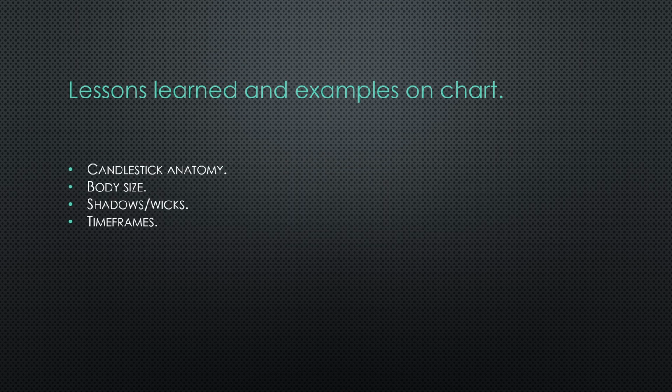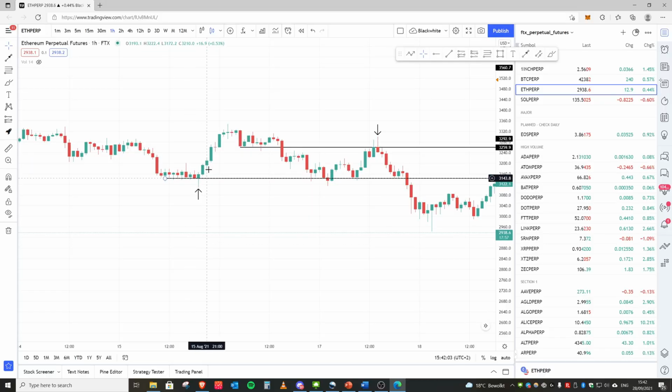Time for lessons learned and for me to show you some examples on a live chart. We'll talk about candlestick anatomy, the body size, the shadows and wicks, and time frames. About the candlestick anatomy, you can see all different kinds of candles over here, and you see the body of the candle with the upper wick and a lower wick.